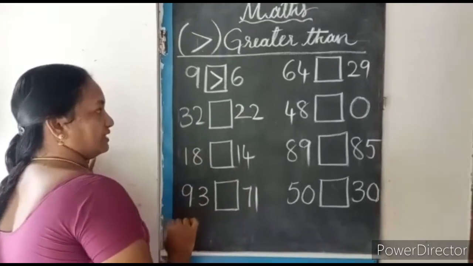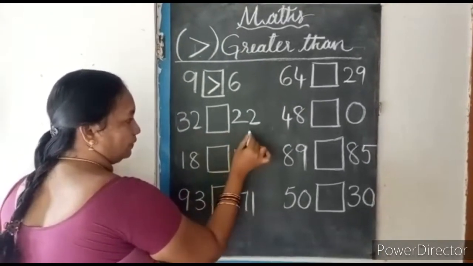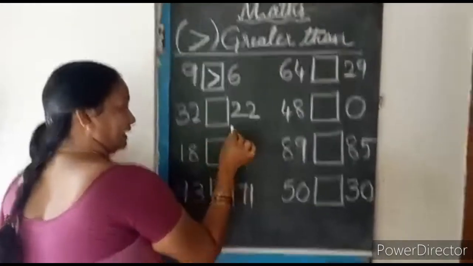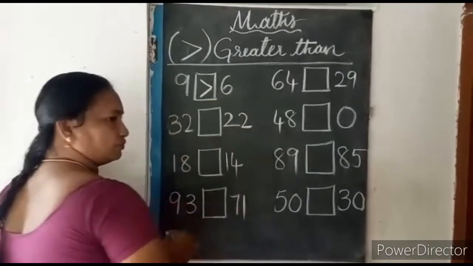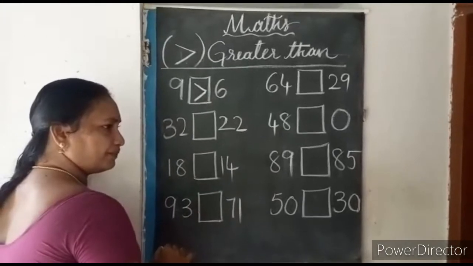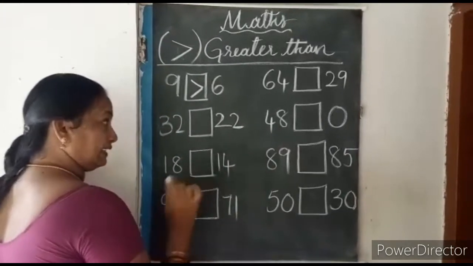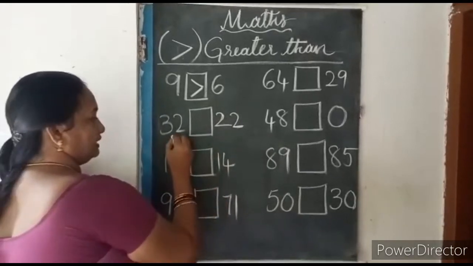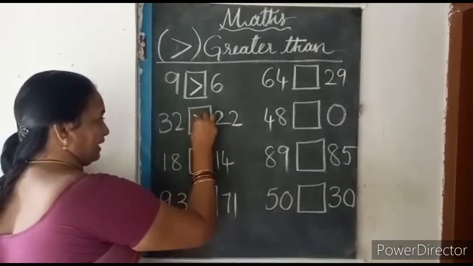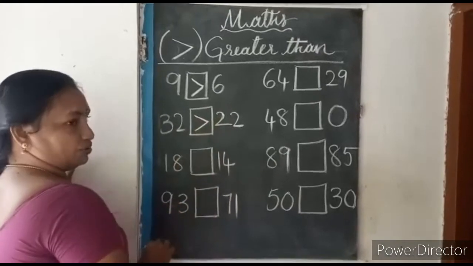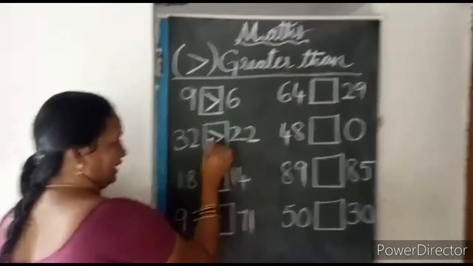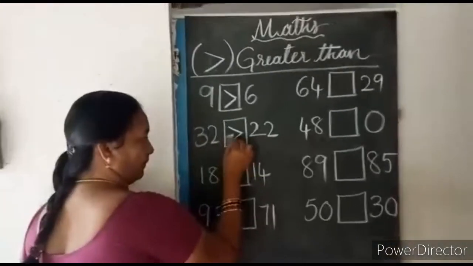Did you understand, children? So 32 and 22. 32 is greater than 22. Yes or no? Yes, 32 is bigger than 22, right? So 32 is greater than 22. I already told you, the greater number side should be opened.